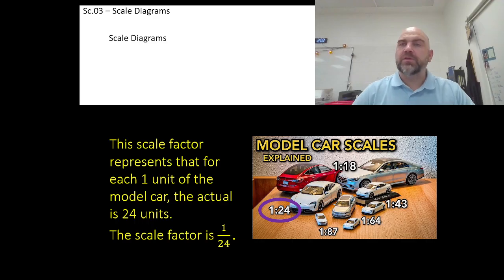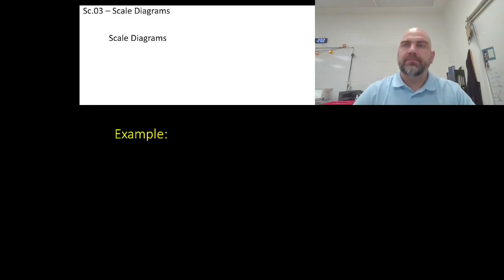Okay, the scale factor we have is 1 over 24. And we'll talk about how we can come up with that in just a little bit. Let's take a look at an example. We'll do a few examples and then I'll get you to try some questions on your own.